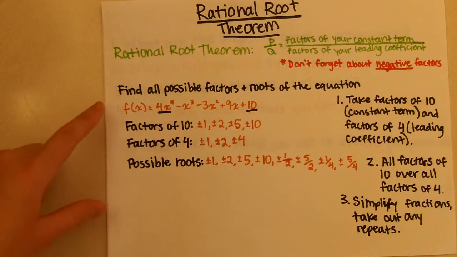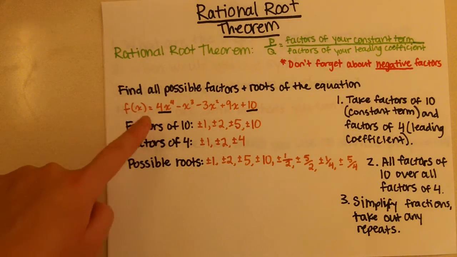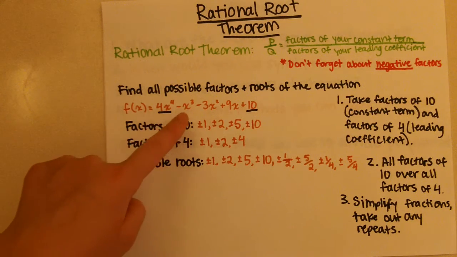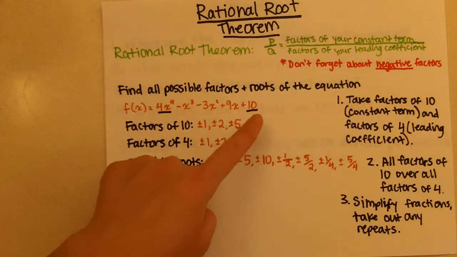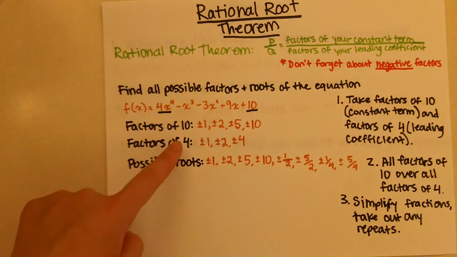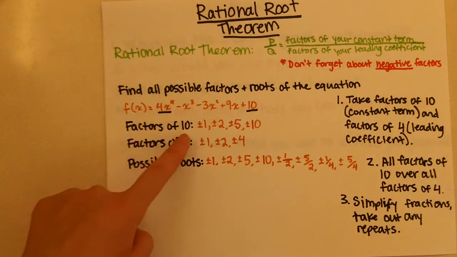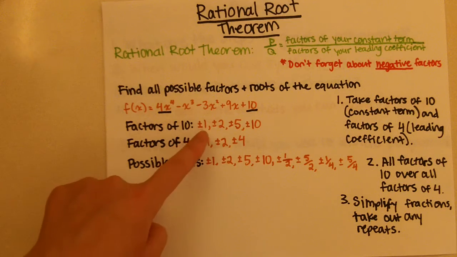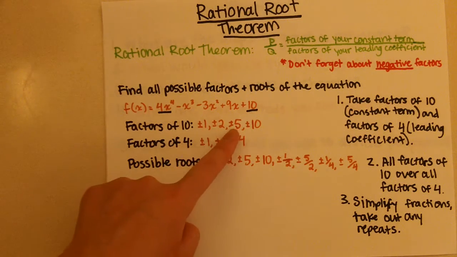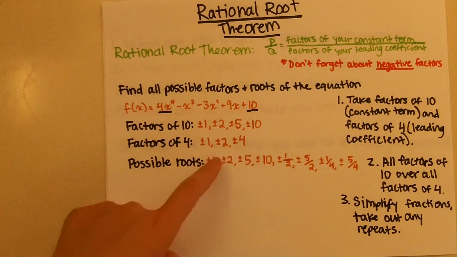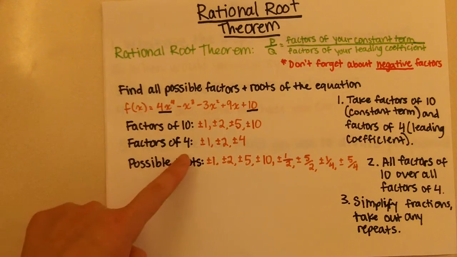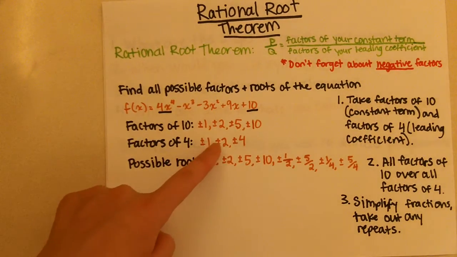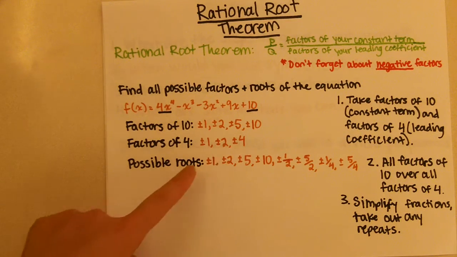The example that we have is 4x to the fourth minus x cubed minus 3x squared plus 9x plus 10. 10 is the constant term, so we have to find the factors of 10. The factors of 10 are plus or minus 1, plus or minus 2, plus or minus 5, and plus or minus 10. And 4 is our leading coefficient. And the factors of 4 are plus or minus 1, plus or minus 2, and plus or minus 4.